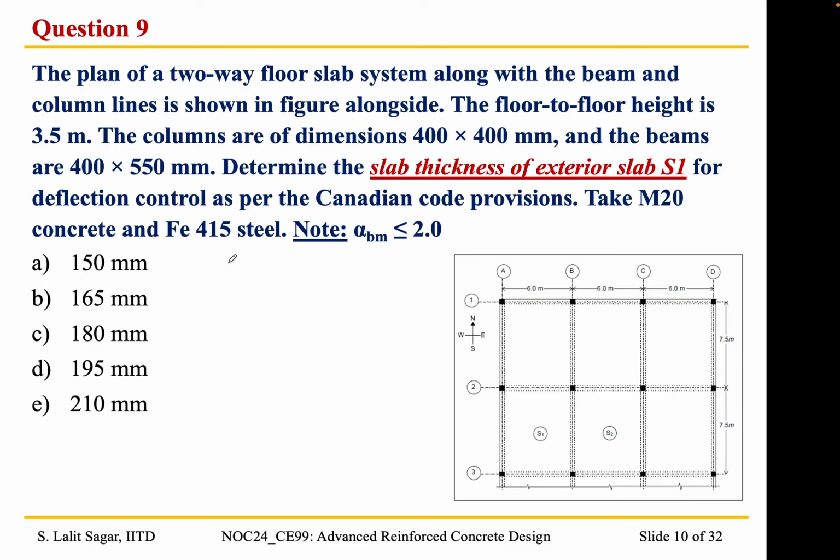We have the alpha B data for all of the beams that are supporting exterior panel S1, and we have the floor to floor height as 3.5 meter. The column dimensions are given as 400 by 400 mm. We know the beam dimensions as well. Now we need to determine the minimum slab thickness that is required for the exterior slab S1 for deflection control as per the Canadian code provisions.